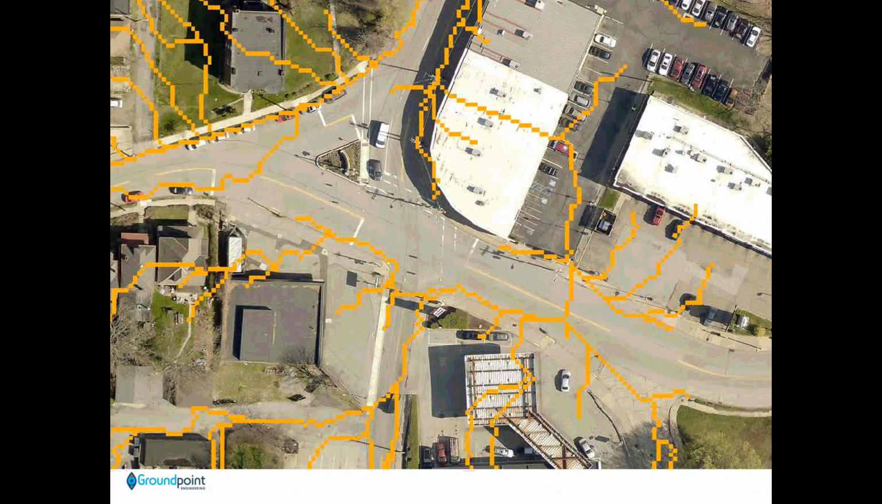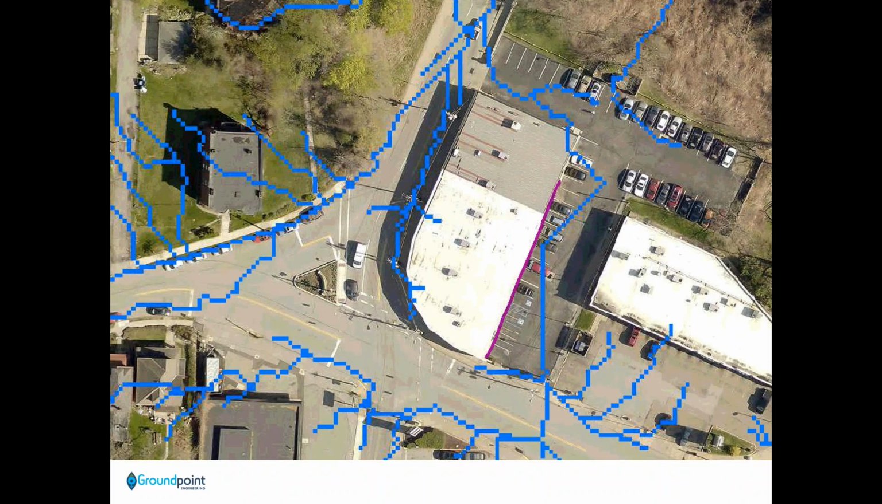Remember, we're using digital elevation models where all of the buildings have been removed, right? It's just the bare surface. And so sometimes things like this happen, and we fix that by adding break lines. So if we add a break line here, we can reroute the flow. Instead of going through the building, it'll actually go around the building.